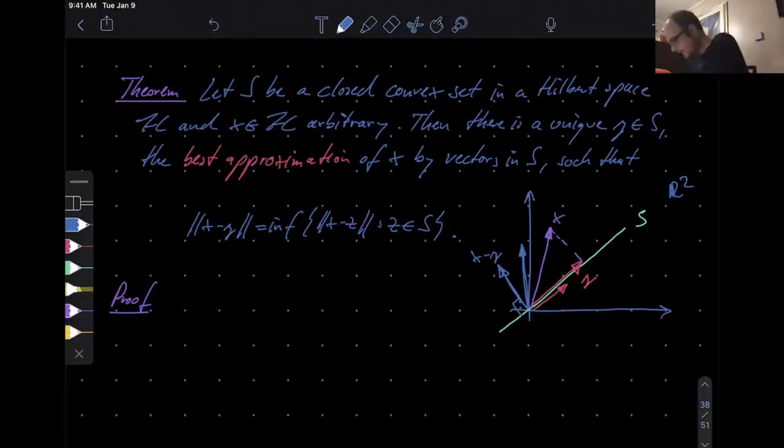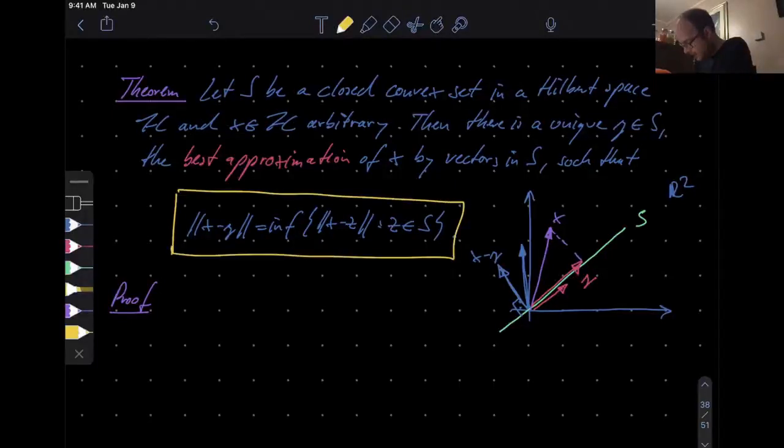So let's read the statement. This works in infinite dimensions. So let S be a closed convex set, just like this green subspace there in R2 in a Hilbert space. R2 is a Hilbert space, just like the dot product. And X, the pink one, an arbitrary vector. And the claim is there exists a unique vector Y, that would be the red one, in the closed convex set, which is called the best approximation of X by vectors in S, such that this holds.